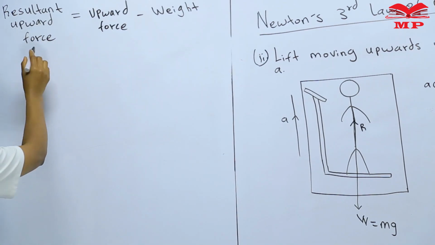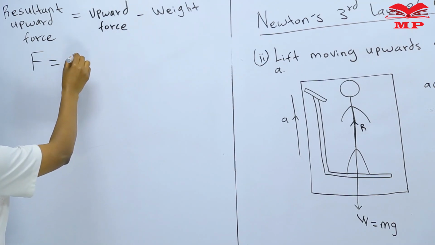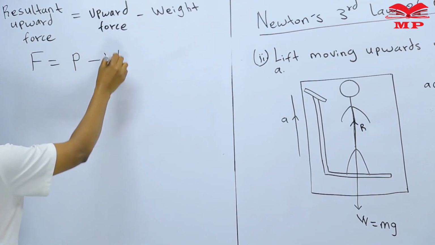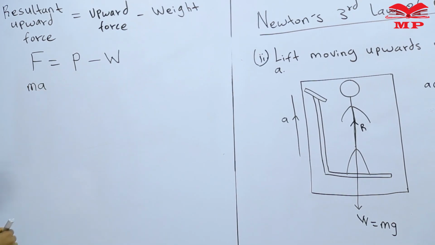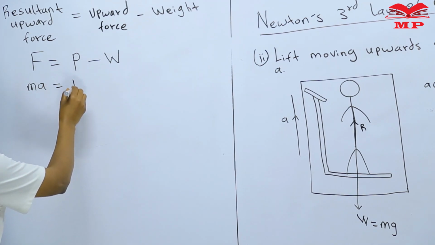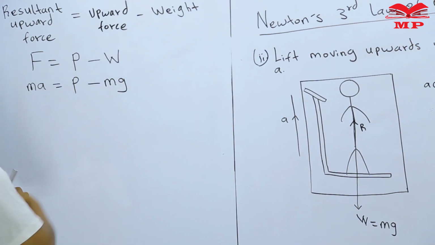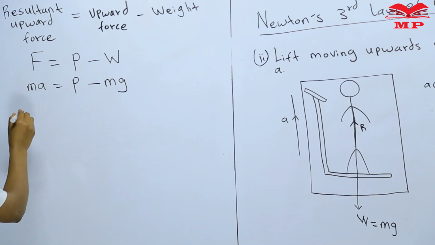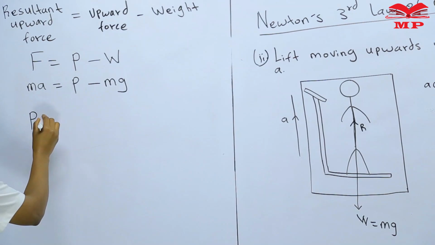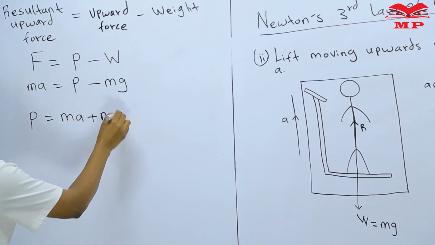So the resultant upward force F will be equal to the upward force, which we can use P to denote, minus the weight. And therefore force, which is mass times the acceleration from Newton's second law of motion, will be equal to the upward force minus the weight of the body. So when we make this the subject of the formula, that is the upward force, we are going to have P is equal to ma plus mg.